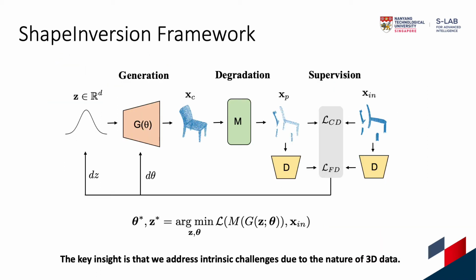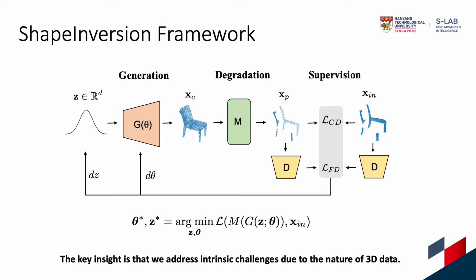In this work, we propose shape inversion, which applies GAN inversion to 3D shape completion for the first time. Specifically, we exploit the generator in a pre-trained GAN where no assumption on the partial forms is made. As the diagram shows, a latent vector Z is used by the pre-trained generator to reconstruct a complete shape XZ. The degradation function M then transforms XZ into a partial shape XP.